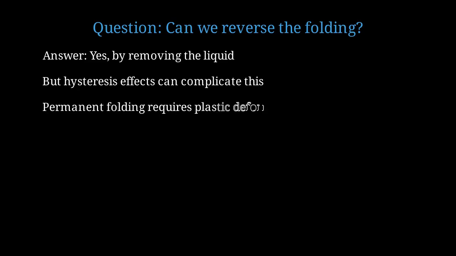To create permanent folded structures, researchers sometimes heat the membrane above its glass transition temperature while folded, then cool it down. This locks in the folded shape through plastic deformation.